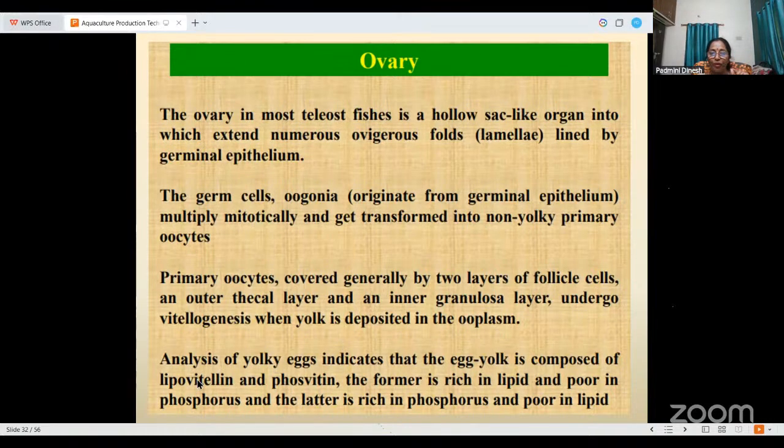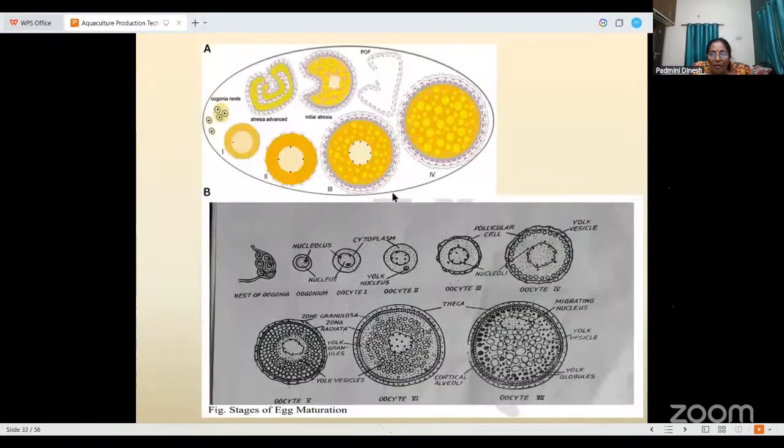Lipo is lipids. Phospho is the presence of phosphorus. Why phosphorus again? Phosphorus gives nutrition to the egg for development. So what example is this? You can see the vitellogenesis that I was talking about.